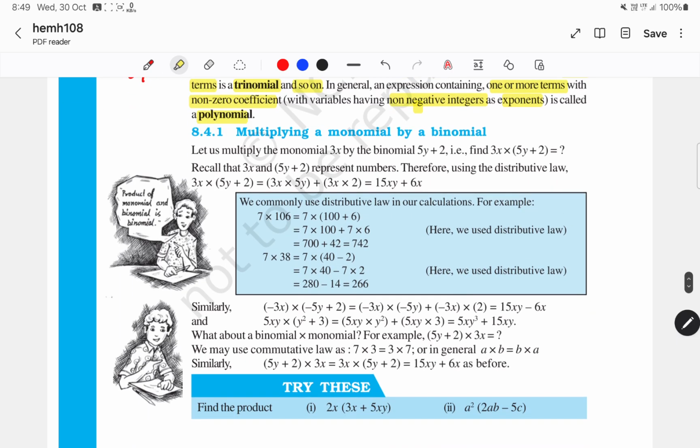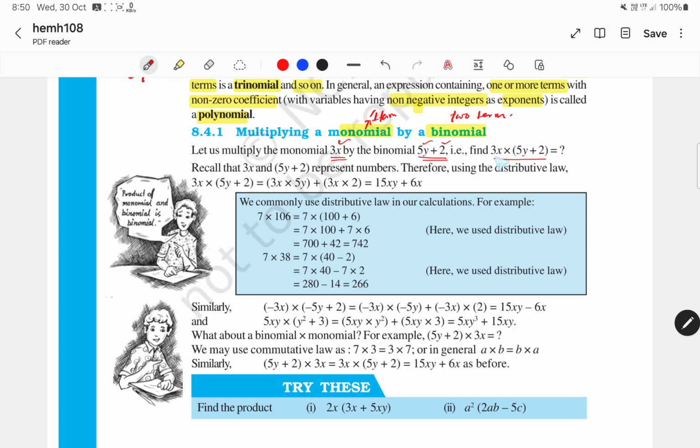So for example, multiplying a monomial by a binomial. Here we will take an expression which has only one term, and on the other side an expression which has two terms. For example, 3x is a monomial, it's only one term, and the binomial is 5y plus 2, because this has two terms. So we will multiply them: 3x into (5y plus 2). What is the answer?